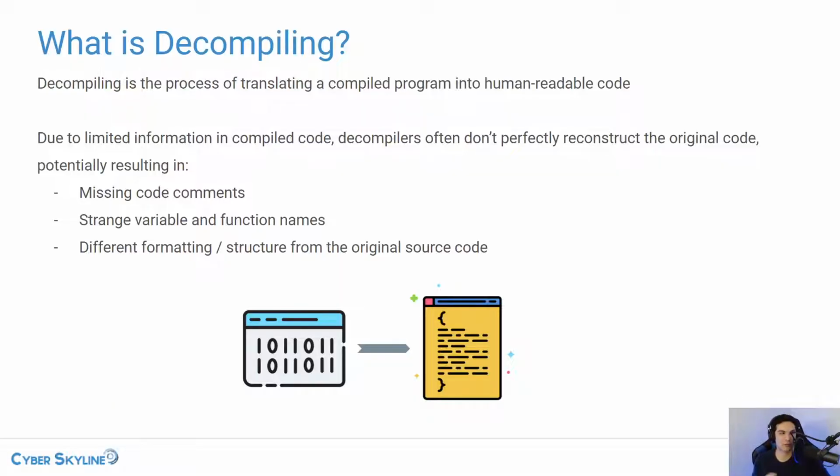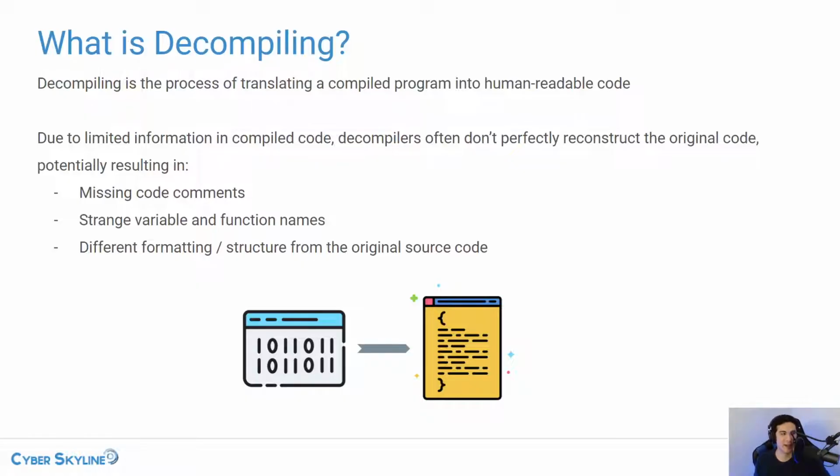You might also see strange variable and function names. So when compiling code, the compiler will sometimes remove those nice names that the developer created and it'll actually create a machine reference to that code or to that variable. And when you decompile it, you don't have a nice name for a function or a nice name for a variable. You get some auto-generated text that the decompiler creates.